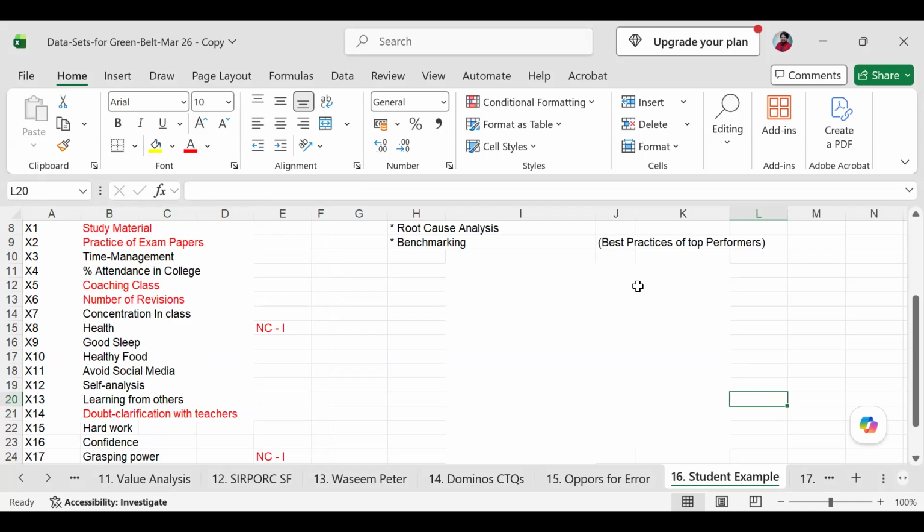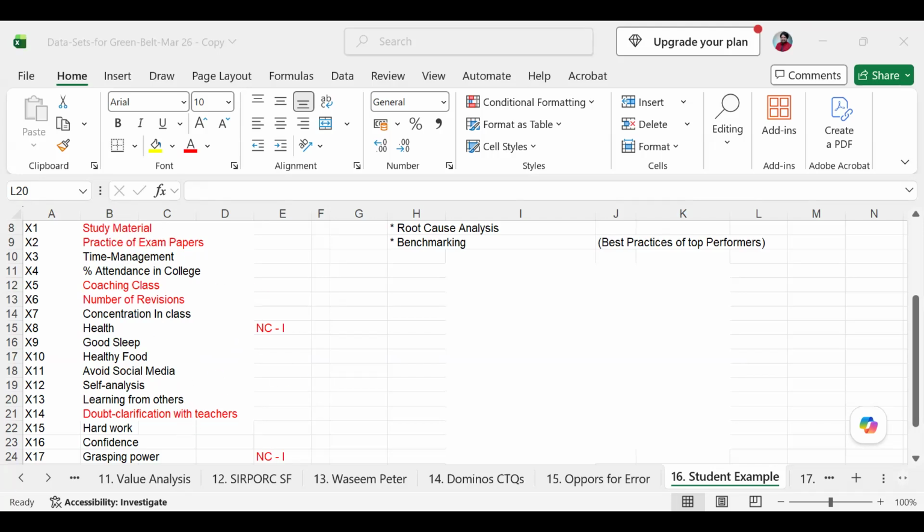So normally what we will do, we will brainstorm and take the opinion of the group and shortlist these causes. So let us say we have taken these 5. Now these are our vital few X's.